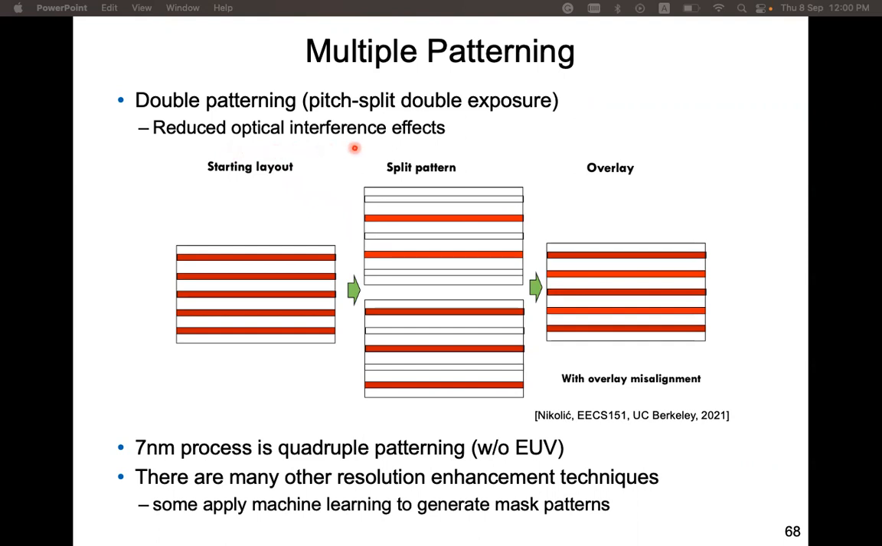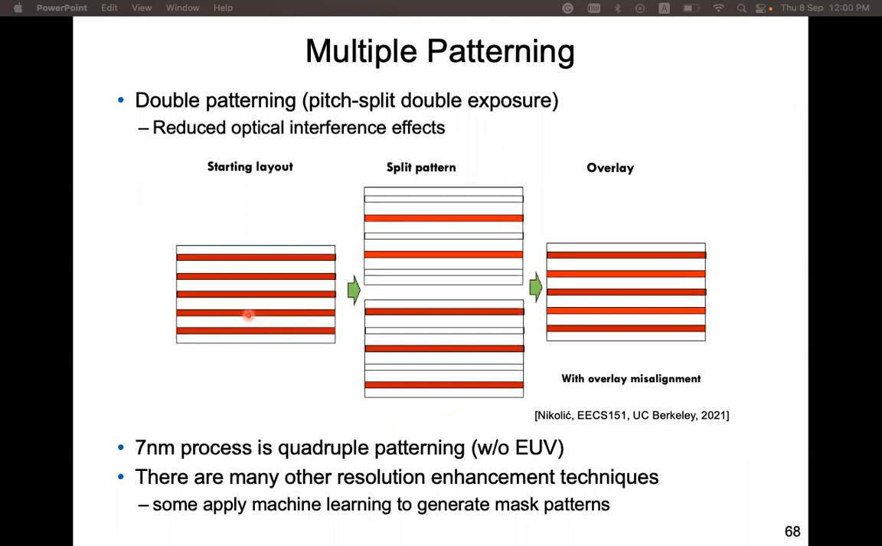This reduces optical interference effects. And it can even, well, in the 7 nanometer process, quadruple patterning is used. So one regular mask is split into 4 different masks.